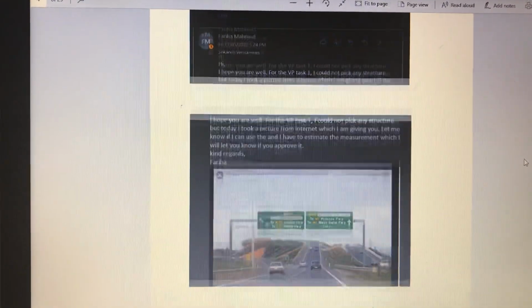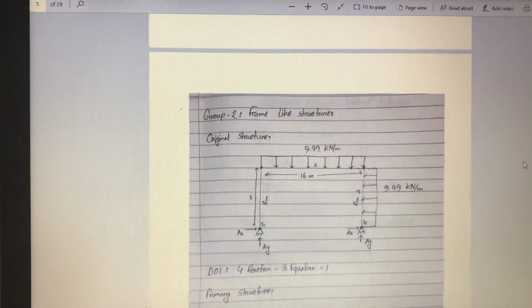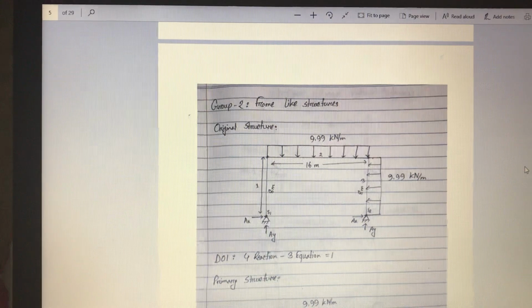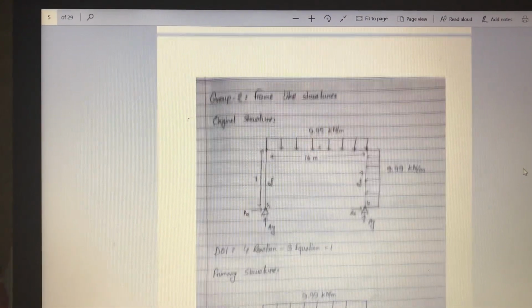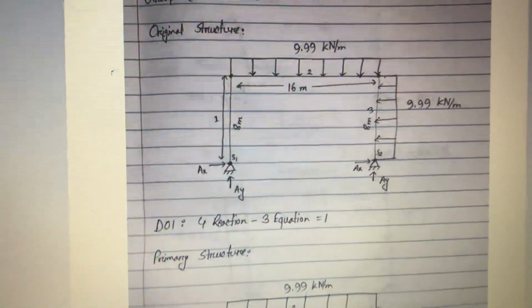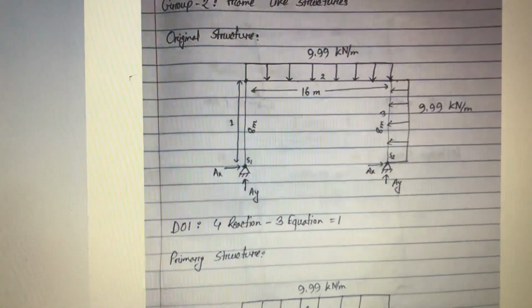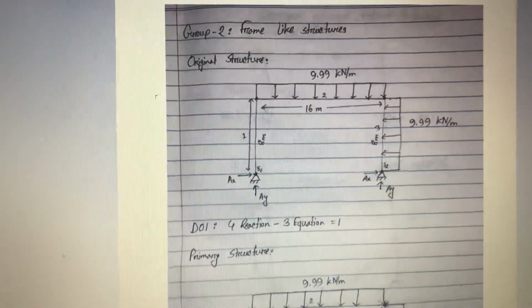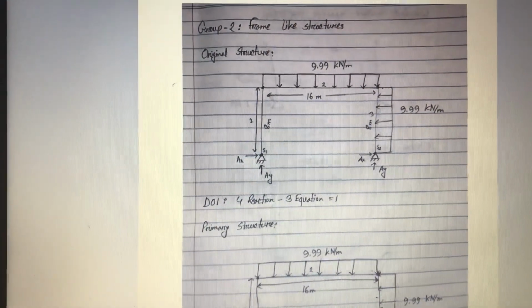For task 2, we had to analyze the structure according to force method and slope deflection method. So here is my free body diagram where I plot the UDL on the top, 9.99 according to my student ID, and I have 2 pin supports.